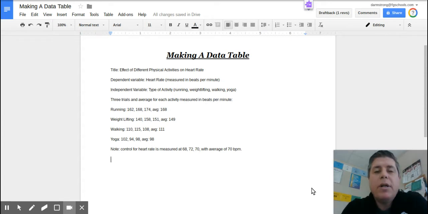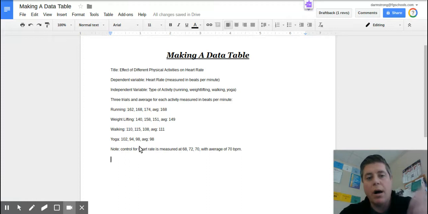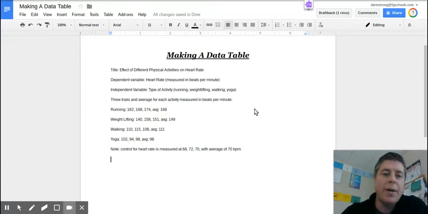Hey everyone! Today we're going to take a look at how to organize our information into a table. So I've put some information up here from a hypothetical fictitious experiment. Some people actually did this earlier in the year. They wanted to see how different exercises or physical types of activities affected the heart rate.